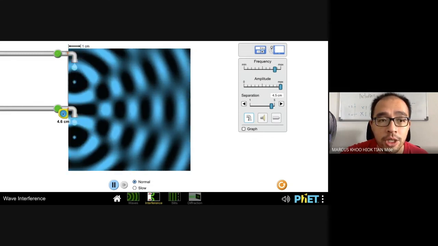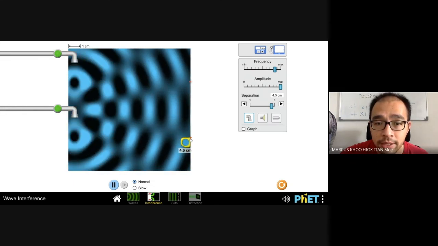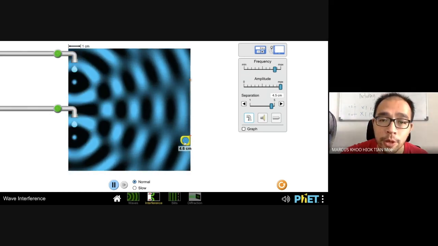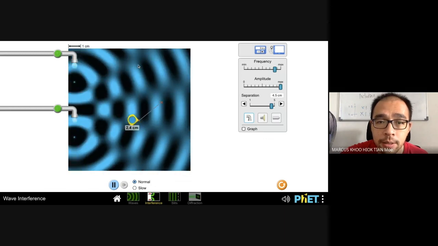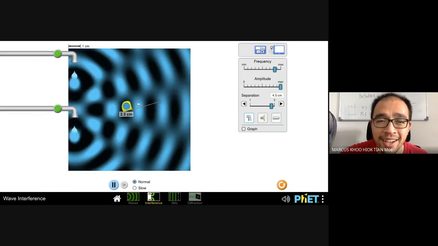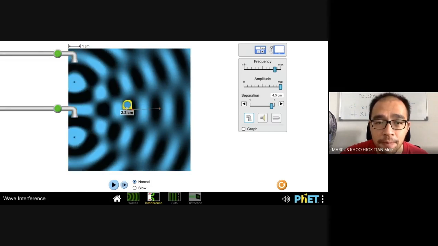If you want to measure the X, remember the X is from one destructive to another destructive. So it's about here. So it's also about 4.6. If you want to measure the wavelength, bring this down here. If you want to measure the wavelength, it's best to pause so that it's easier to see. So let's say from the bright to the bright, from this bright to the next bright, it's about 2.2 cm.